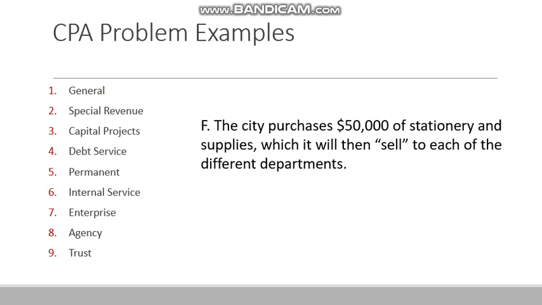The last example we now have is F. The city purchases $50,000 of stationery and supplies, which it will then in turn sell to each of the different departments. And this one I talked a little bit about earlier. This would be an internal service fund transaction because the entity has bought the stationery and supplies, and then it is selling it to each of its departments, but each of those departments are related and belong to the entity itself. So it's just different in that way.